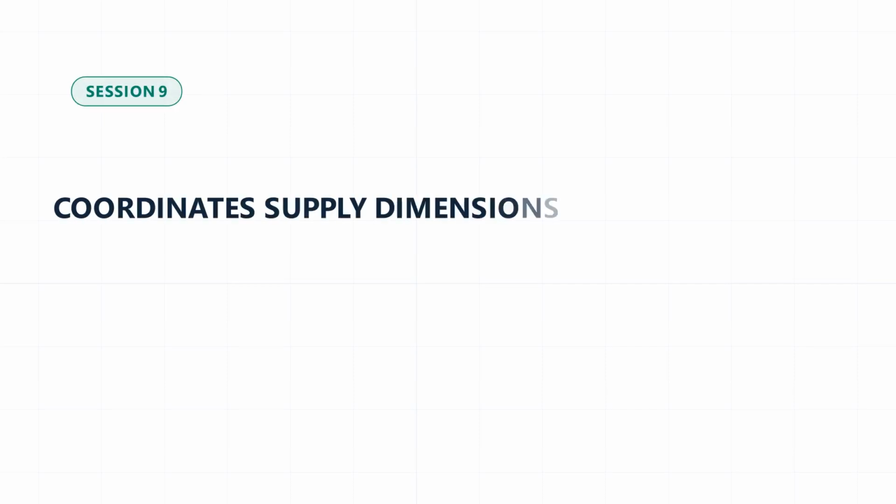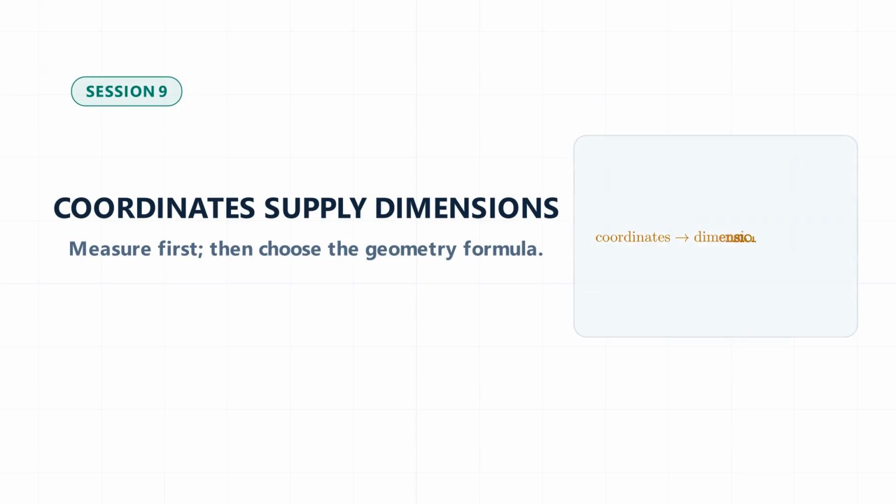Welcome to Session 9, Perimeter and Area on the Coordinate Grid. Coordinates do not replace geometry formulas. They supply the measurements those formulas need. First, determine side lengths, bases, and perpendicular heights. Then apply the formula that matches the requested quantity. Today, we will measure rectangles, triangles, and slanted sides, while keeping linear and square units distinct.